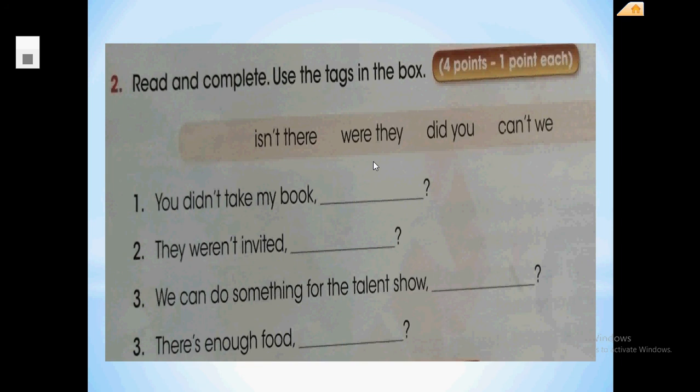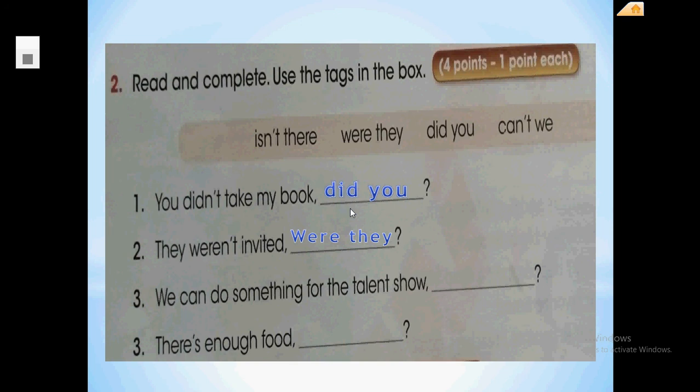Okay, guys, let's read number one. You didn't take my book. The tag question will be easy to do it without choosing from the box. Didn't will be did, and I'll use the same pronoun. So it will be did you? That's good. Number two, they weren't invited. To make a balance, weren't will be were, and I'll use the same pronoun. That's good. Were they?